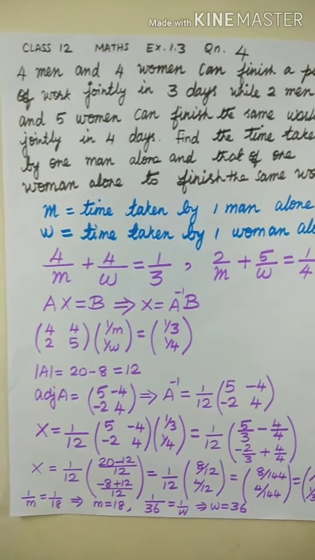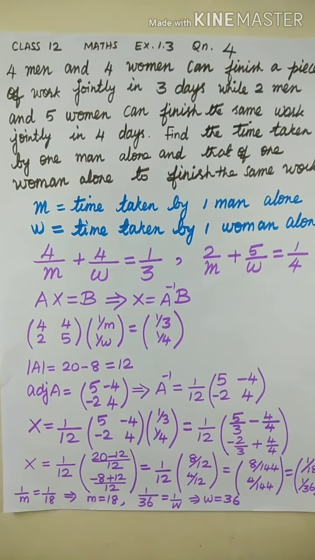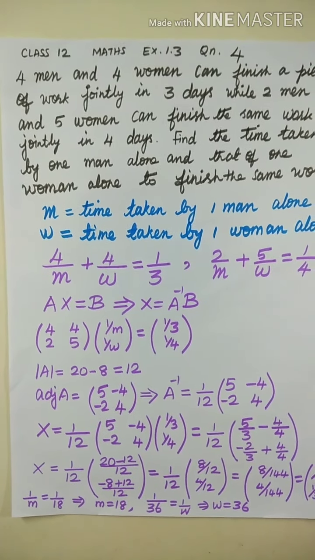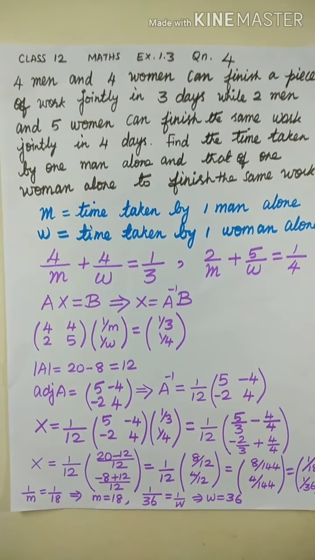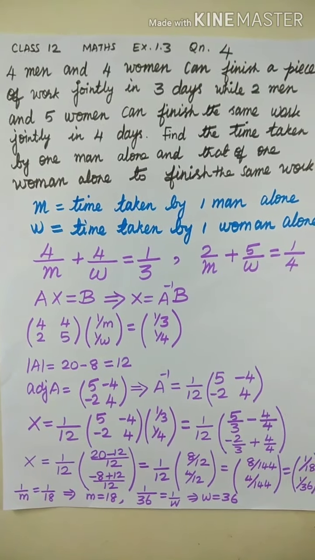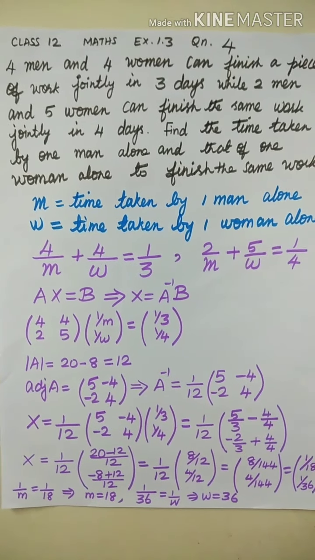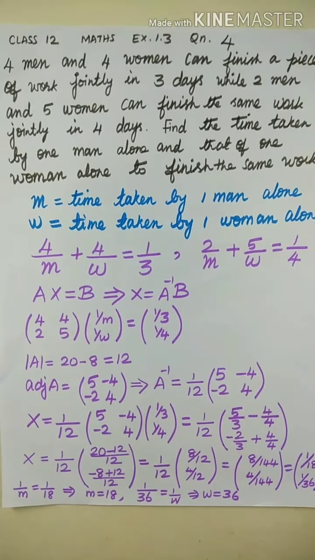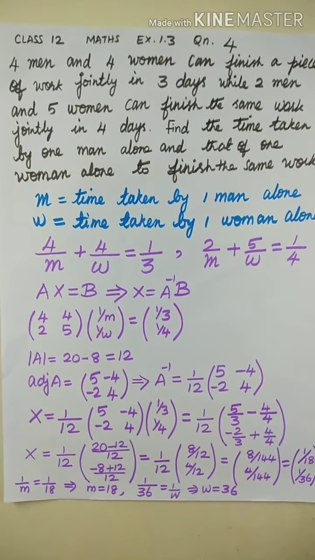See this question, first line tells us 4 men and 4 women can finish a piece of work. Supposing I take M represents time taken by one man alone and W represents time taken by one woman alone. 4 men, by time taken by one man, that is 4 by M, is per day's job. Similarly, 4 women, 4 by W. So 4 by M plus 4 by W is per day's work. They actually complete in 3 days, so per day's work is 1 by 3. So how do we write the equation? 4 by M plus 4 by W equals 1 by 3.